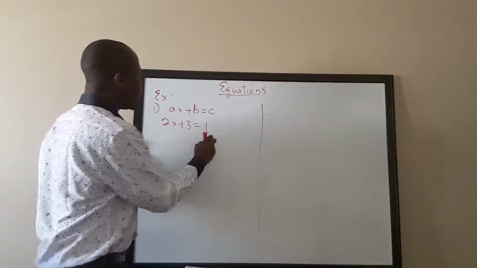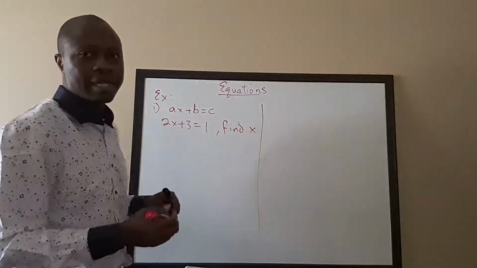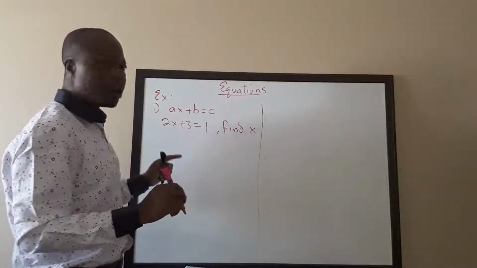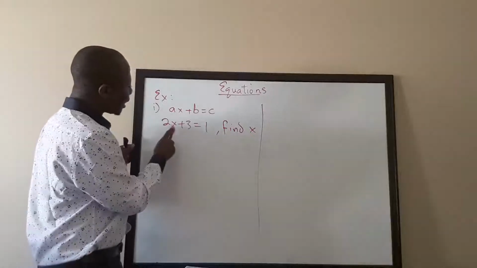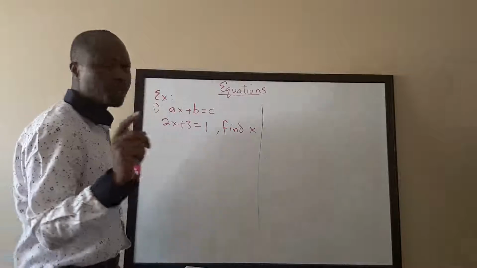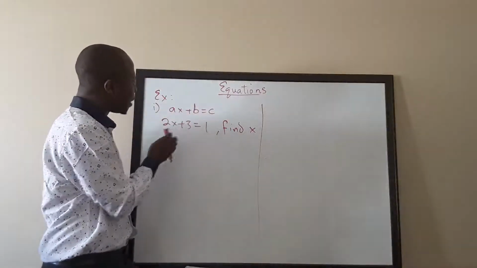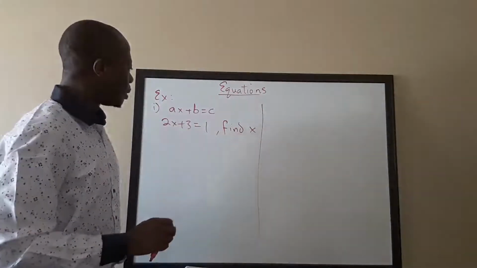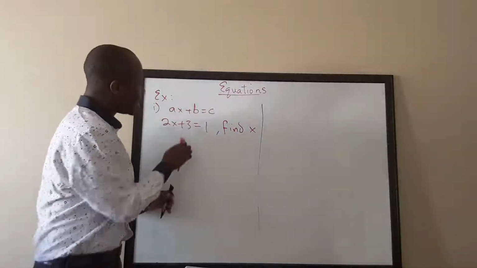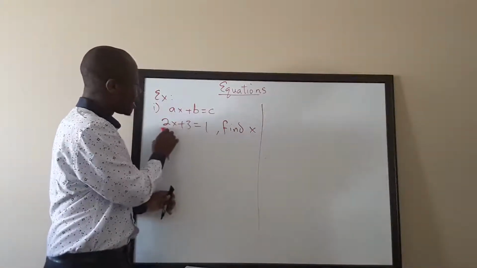And the same thing applies here. If we like, we can just say find x, or we understand that that's exactly what we're trying to do. My goal at the end of the day is to get x by itself. So right now, we have to deal with two things. We have to find a way to get rid of the plus 3, and we have to find a way to get rid of the 2. But the trick here is order. You must get rid of the number that is not attached to x before getting rid of the number that is attached to x.